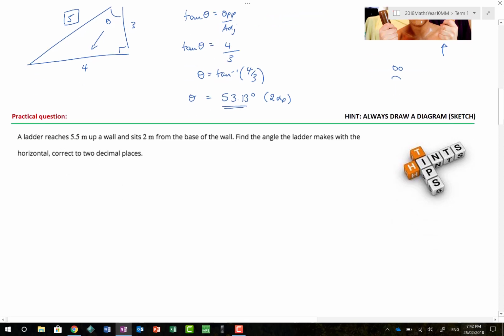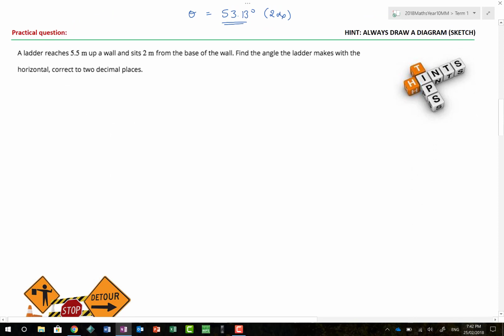So that's the basics here, but, you know, actually, life is like a box of chocolates, according to Forrest Gump. But in here, life actually is more interesting in the sense of we want real-world examples. So a ladder reaches 5.5 meters up at a wall and 2 meters from the base of the wall. Find the angle the ladder makes with a horizontal.